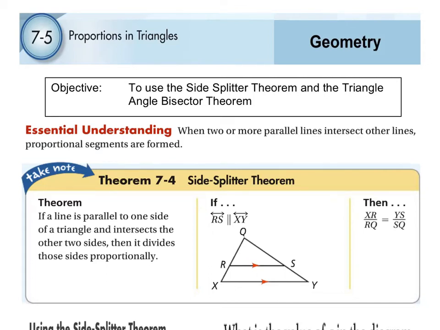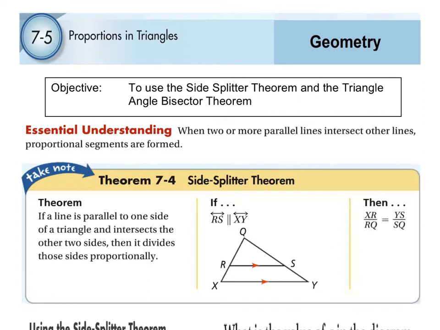This is the introduction to section 7.5, part 1. In 7.5, we're going to use the side splitter theorem and the triangle angle bisector theorem. In the first part, we're going to talk about the side splitter theorem and the corollary to the side splitter theorem. And then in part 2, we'll talk about the triangle angle bisector theorem.